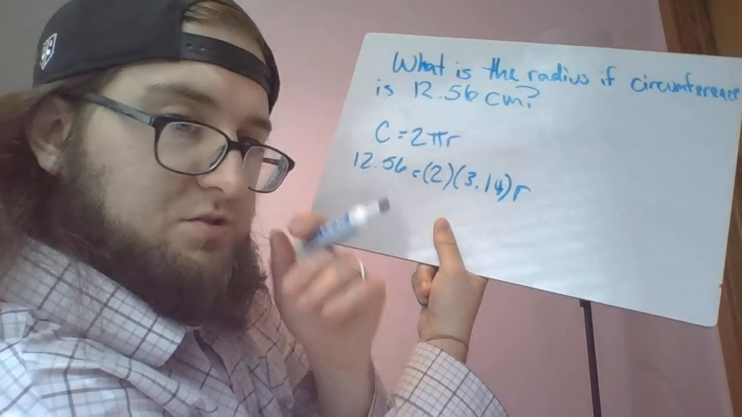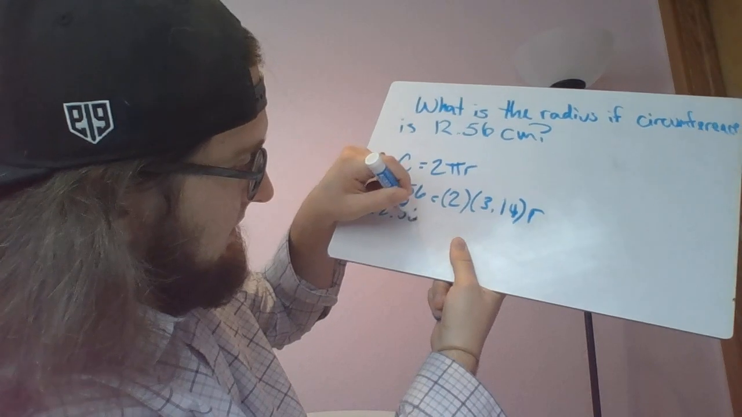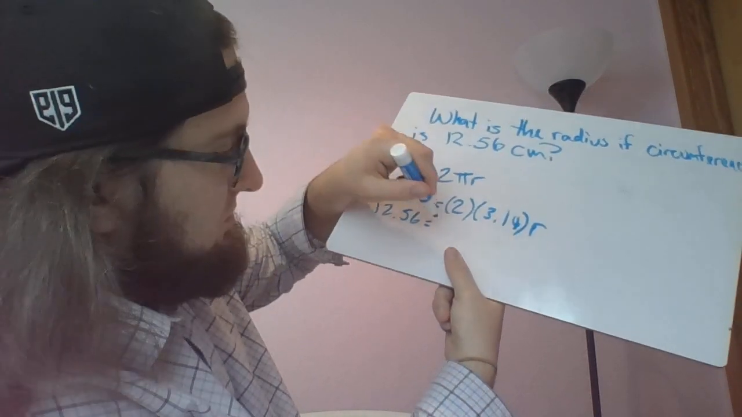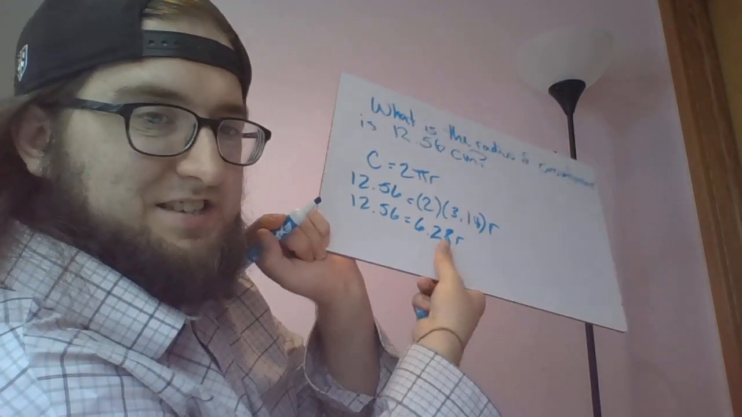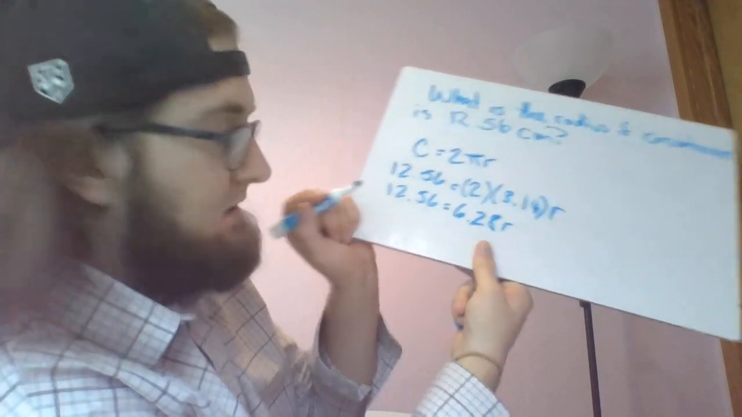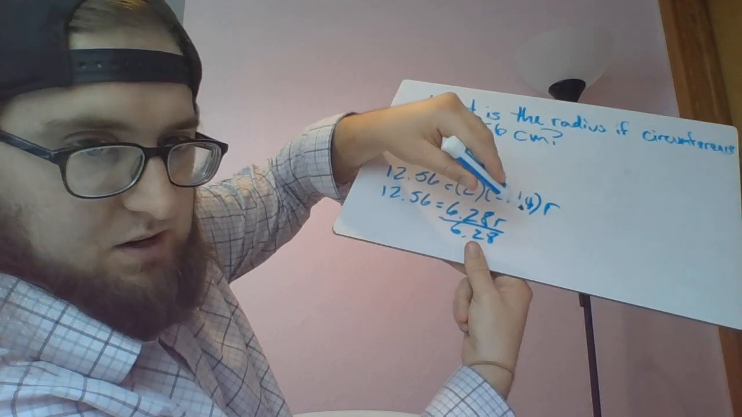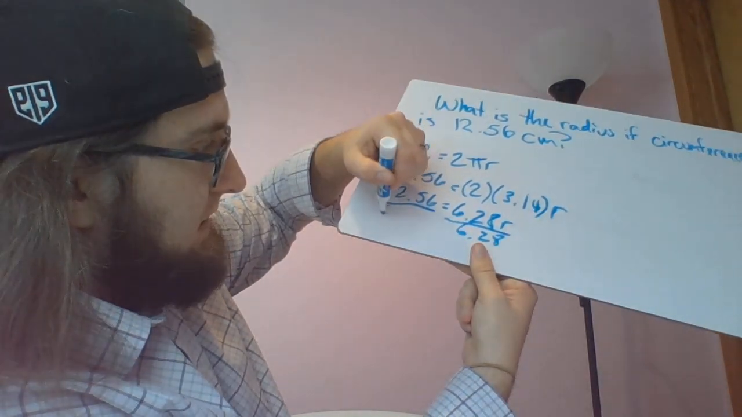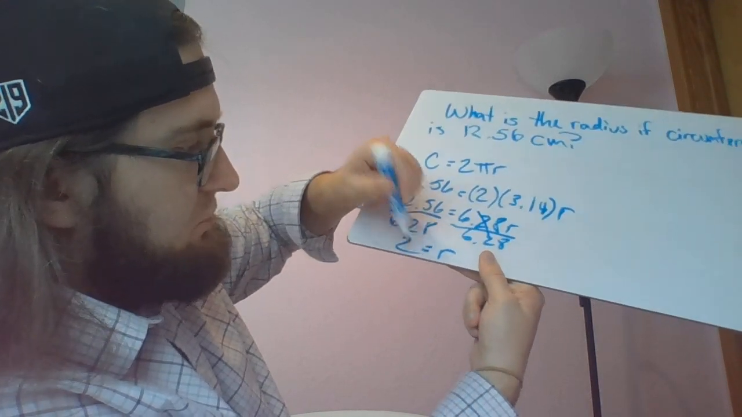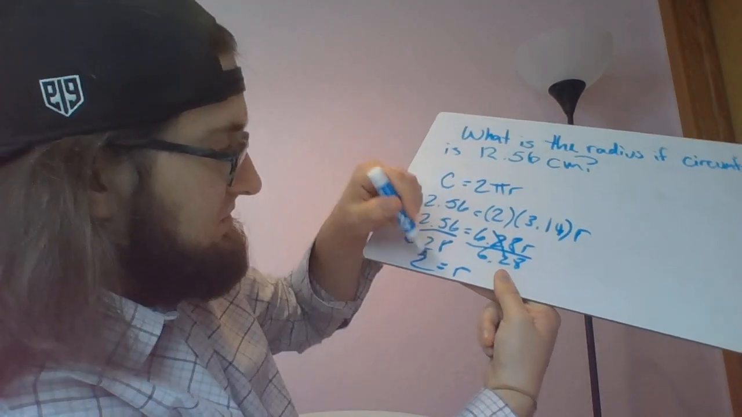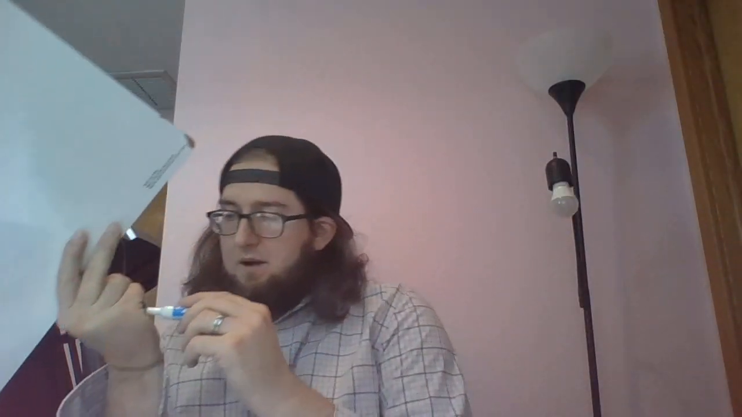So let's clean this up. Let's do what we can do. We can multiply here. So we've got 12.56 is equal to 2 times 3.14, which is 6.28 r. And whenever anything is touching your variable, you want to divide by that. Okay, so we're going to divide both sides by 6.28 because that says 6.28 times the radius. We need to do the inverse, so we're going to divide by 6.28. And so the radius is equal to 2. 2 what? 2 centimeters. All right, so that is how we work backwards.